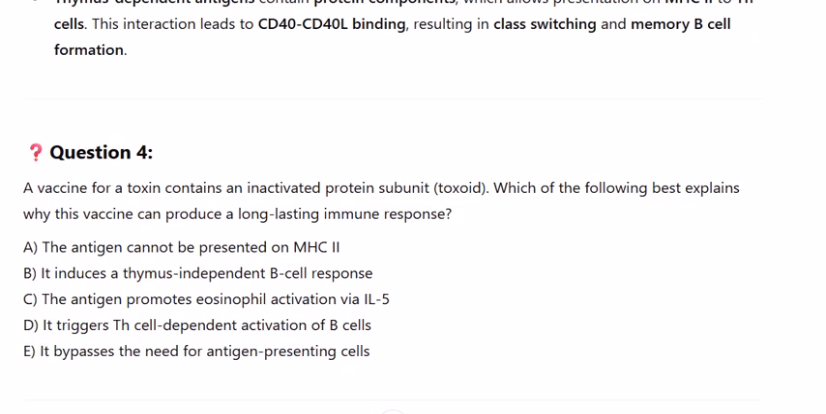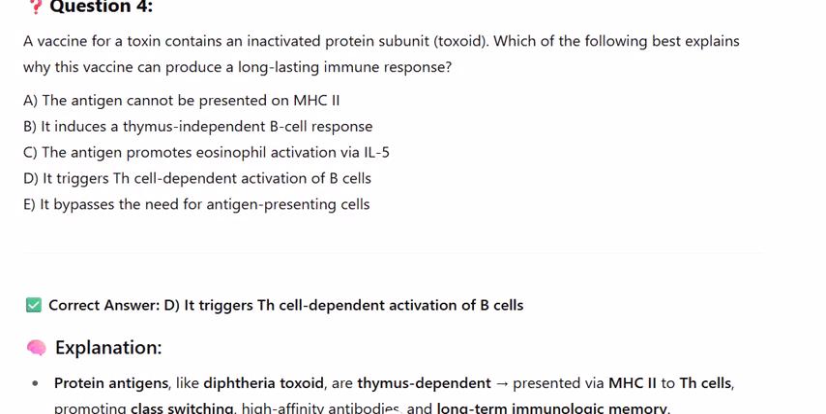Question 4. A vaccine for a toxin contains an inactivated protein subunit, toxoid. Which of the following best explains why this vaccine can produce a long-lasting immune response? A. The antigen cannot be presented on MHC II. B. It induces a thymus-independent B cell response. C. The antigen promotes eosinophil activation via IL-5. D. It triggers Th cell-dependent activation of B cells. E. It bypasses the need for antigen-presenting cells.